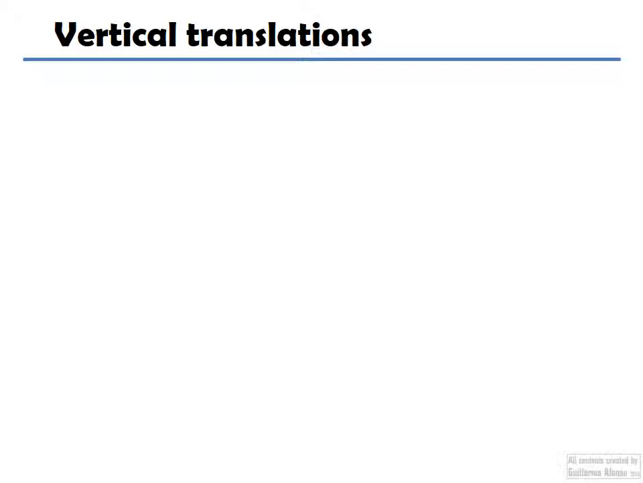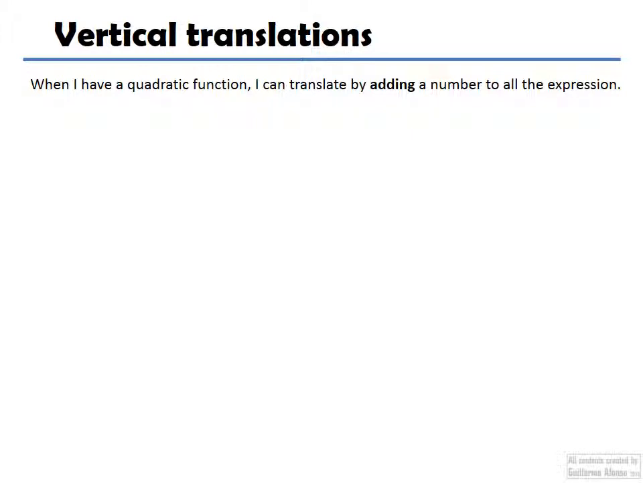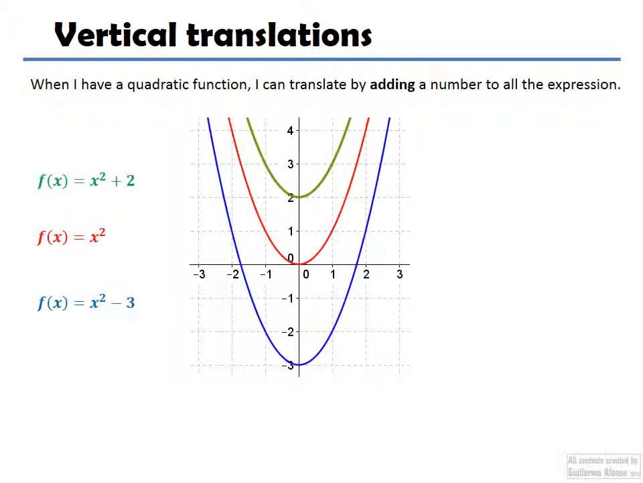I know what my parabola y equals x squared looks like. So if I add a number to it, it's going to move upwards. If I subtract a number from it, it's going to move downwards. Look at the green one here, x squared plus 2. Realize how it's moved 2 units up.